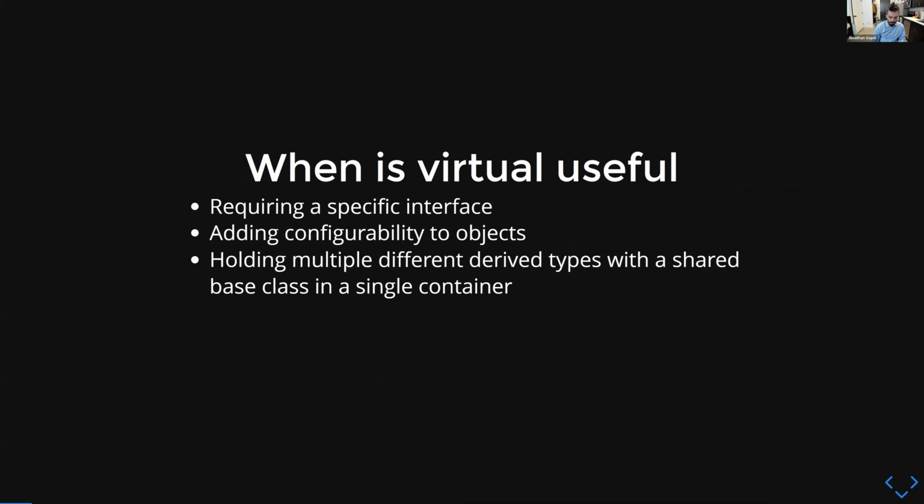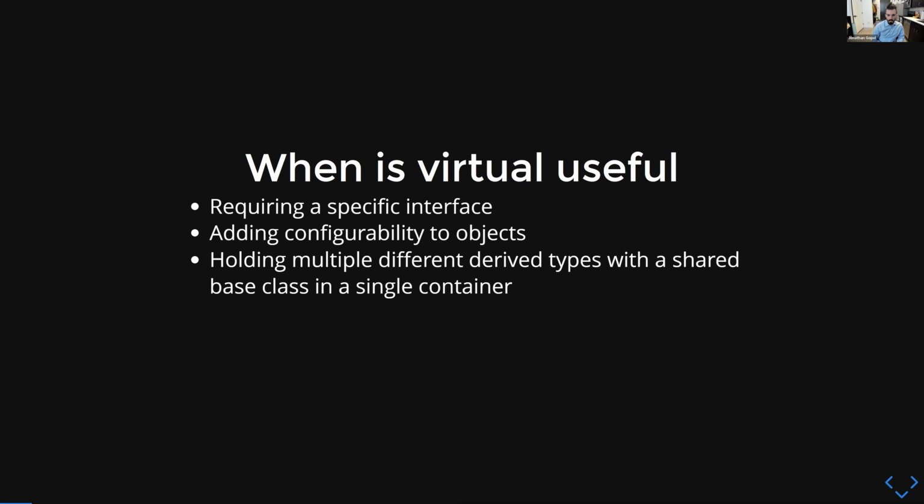The first case is where you need an implementing class to provide a specific interface. So you implement a pure virtual interface, and then you have derived classes that will have a certain structure of function calls, return types, etc. The next is adding configurability to objects. So if you have an object and you want its behavior to be changed by changing out an object that it owns, which it'll call into. Virtual is frequently used for that.